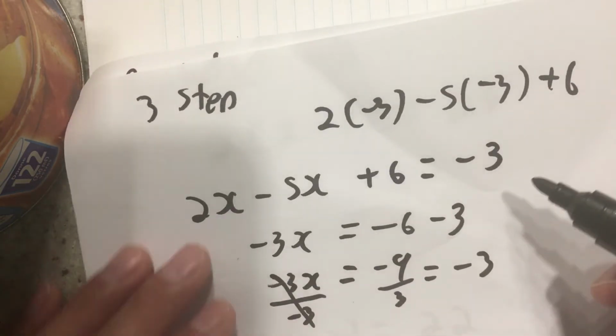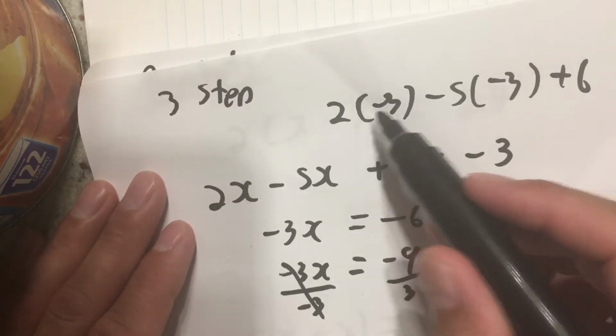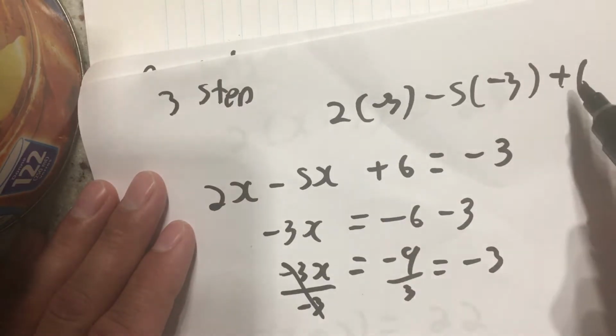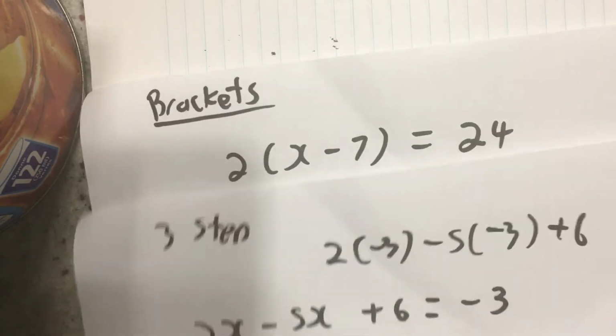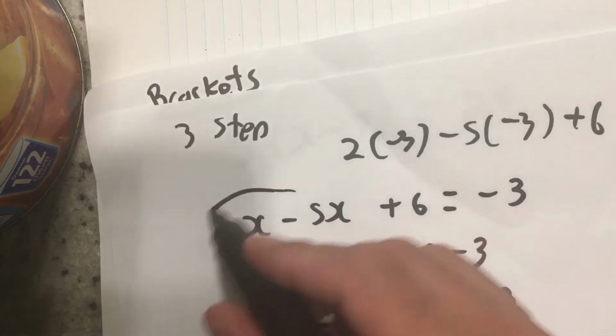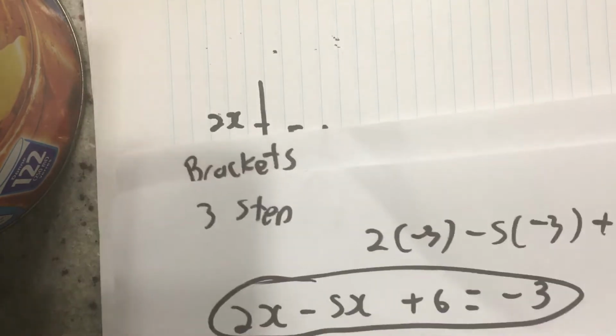Starting to question this one. All right, so that becomes negative 6 plus 15 plus 6, and that doesn't come out to negative 3. I think I messed this one up. Let me do this question a second time here, and I'm glad I checked that. Okay.